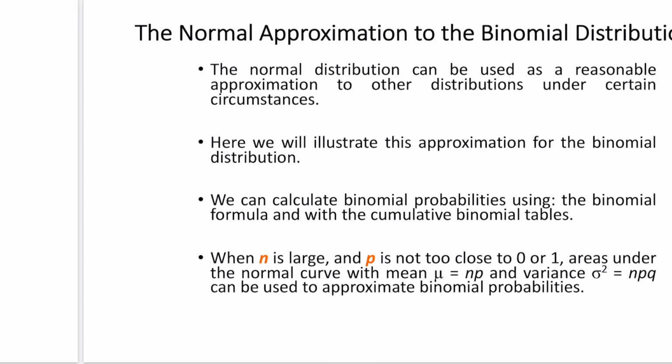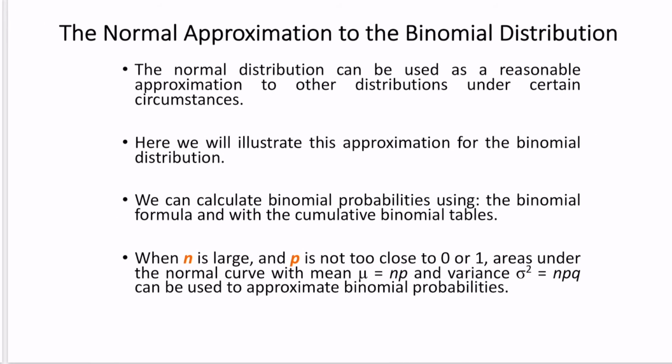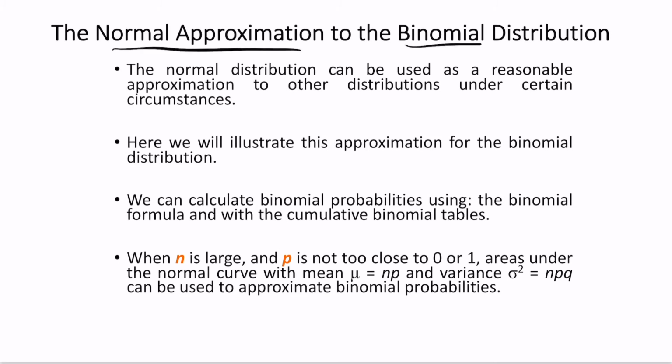So let's go on to the last topic, which is the normal approximation of the binomial distribution. The process here is to approximate the binomial distribution using a normal distribution. There is a reasonable approximation that can be done to other distributions by using the normal distribution under certain circumstances, so we'll just illustrate that here.